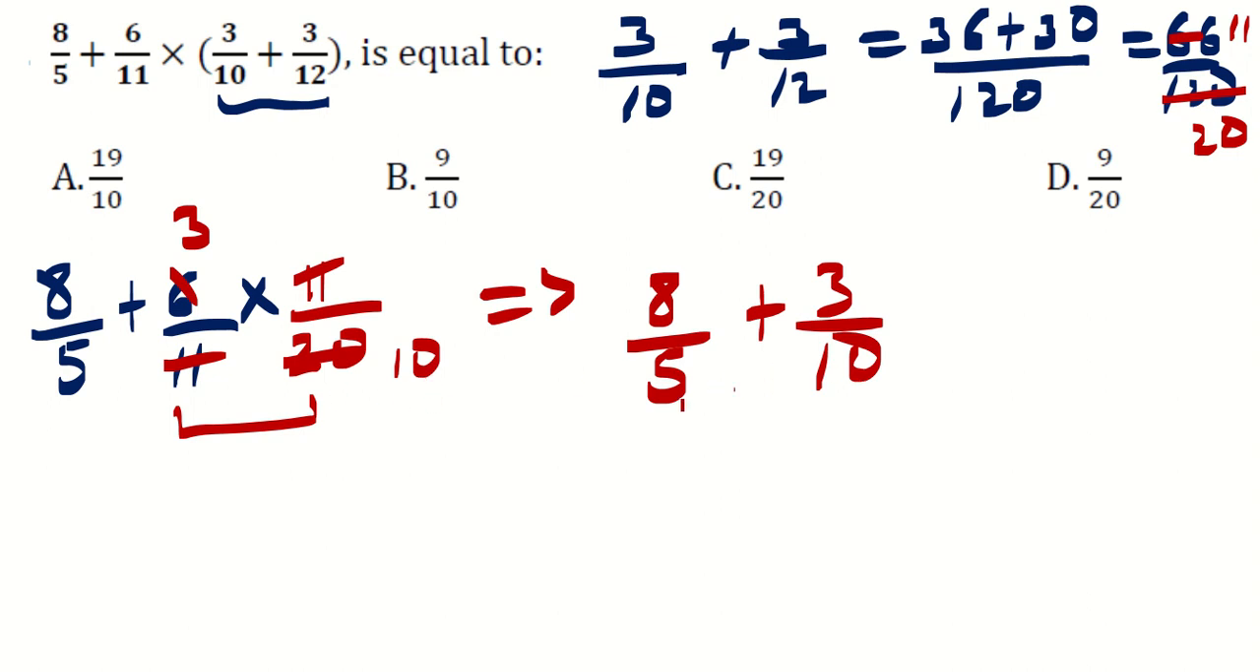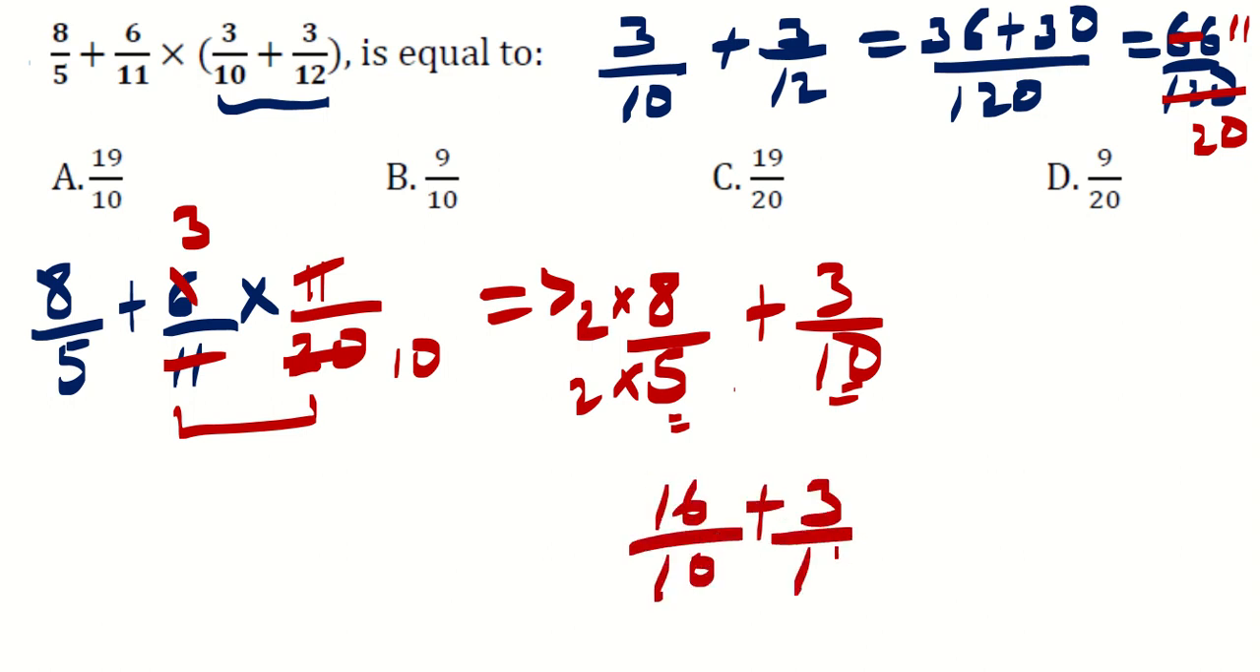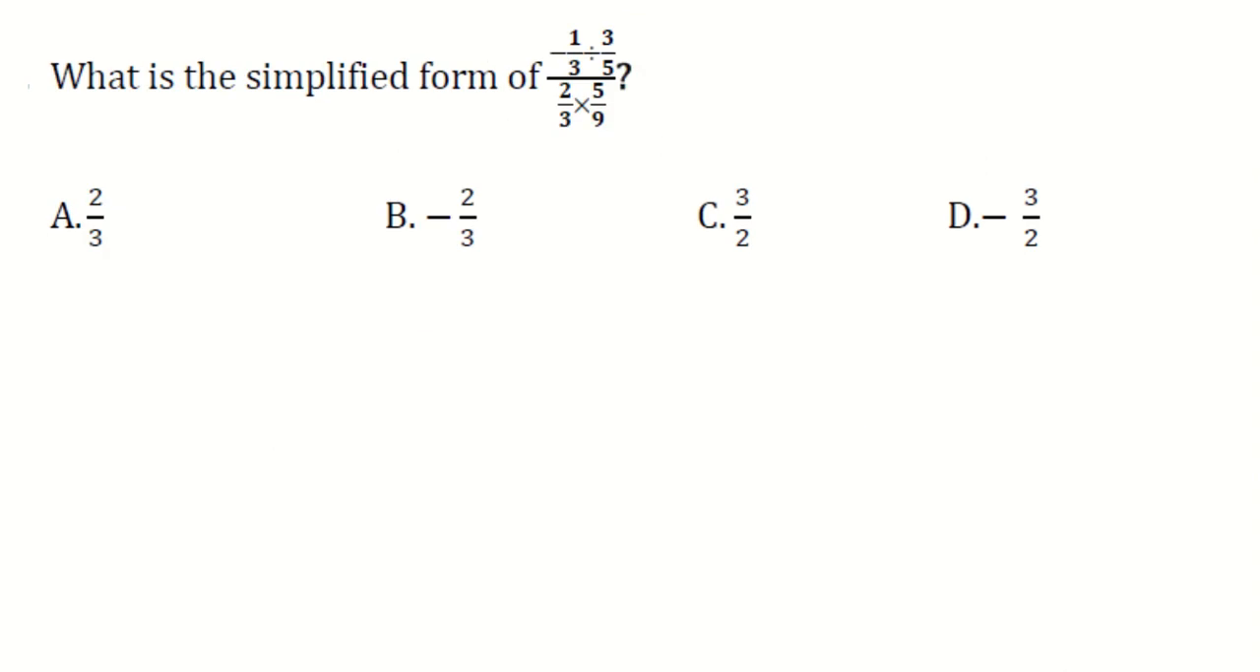Now to add the 2, the denominators are not the same. So we need to multiply this by 2. Let's do it. 2 times 8 is 16 over 10 plus 3 over 10. So when you add now, it's going to be 19 over 10 because the denominators are the same. So 19 over 10 is found in A. Next question.